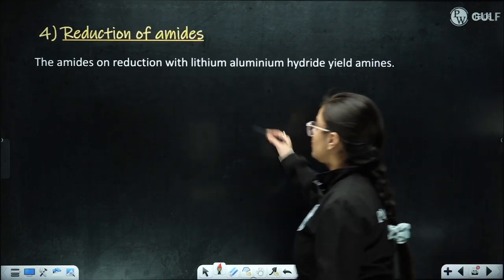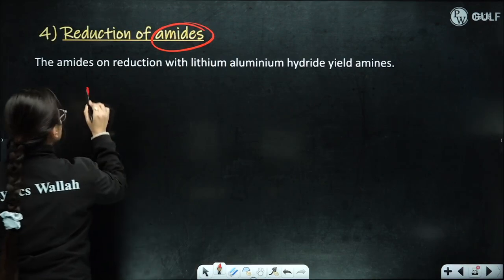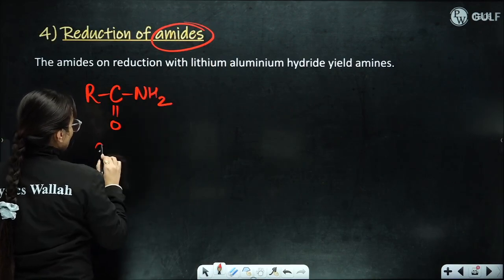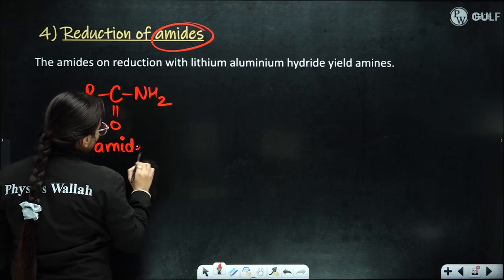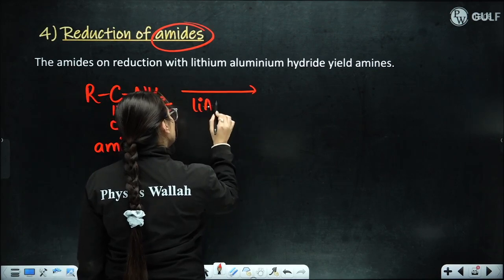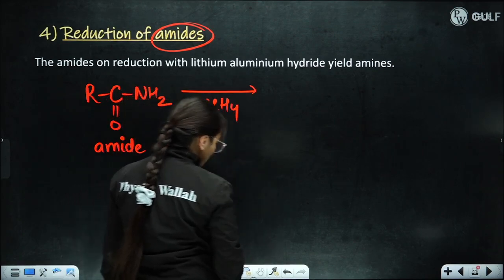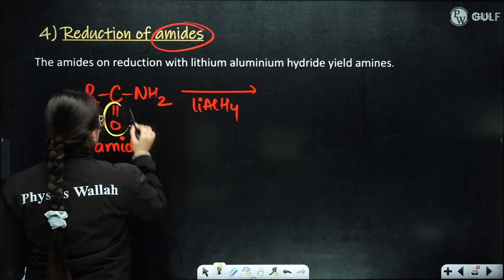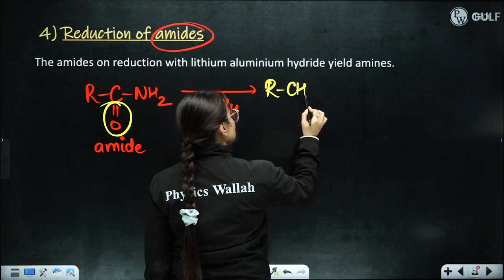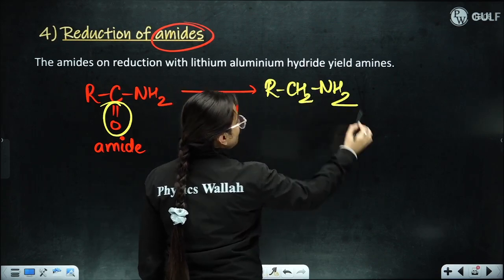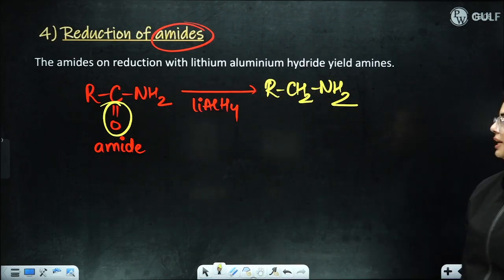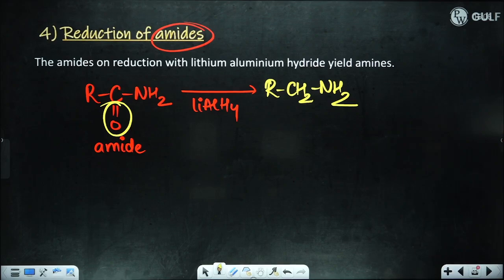Now, students, comes the reduction of amides. Now what is an amide? It is RC=ONH2. This is what an amide is. Let me tell you, you can convert amide into amines, but how, ma'am? You can take lithium aluminium hydride again over here, and what will happen next? This double bond O will get replaced with 2 hydrogen atoms and you will get RCH2NH2. So I hope it is a very simple and very basic reaction. Okay, now let's move on to the 5th method of preparation.